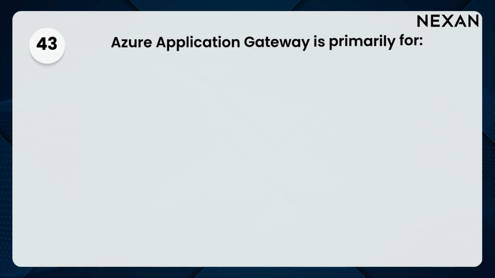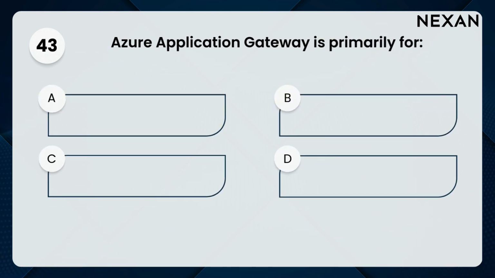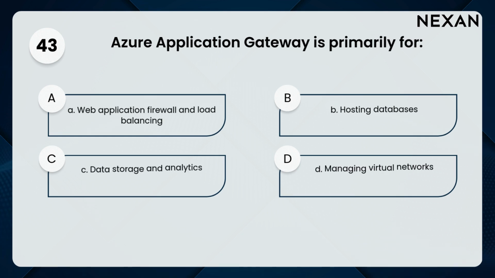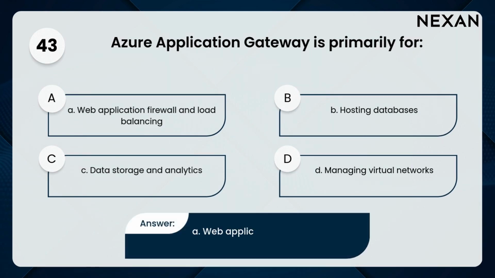43. Azure Application Gateway is primarily for: A. Web application firewall and load balancing, B. Hosting databases, C. Data storage and analytics, D. Managing virtual networks. Answer: A. Web application firewall and load balancing.